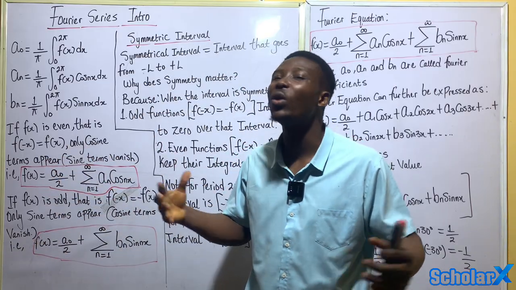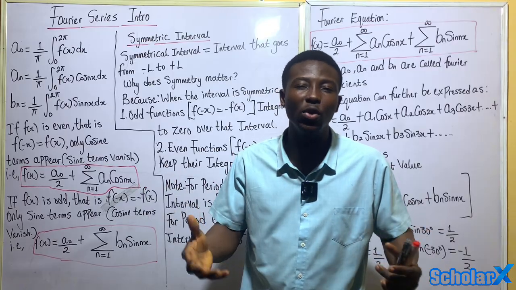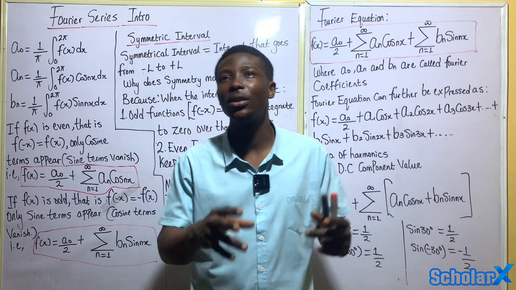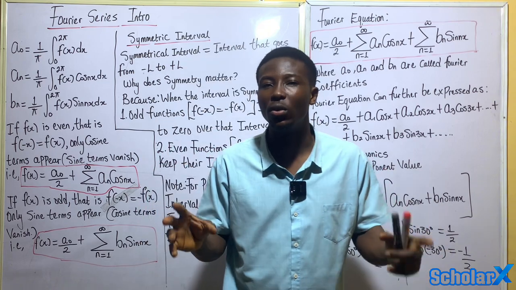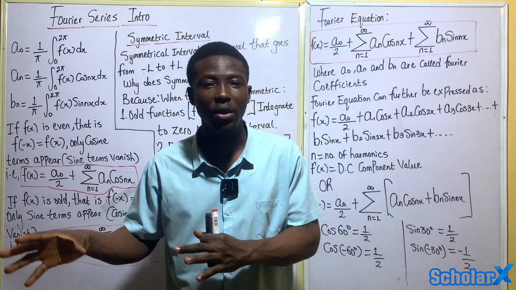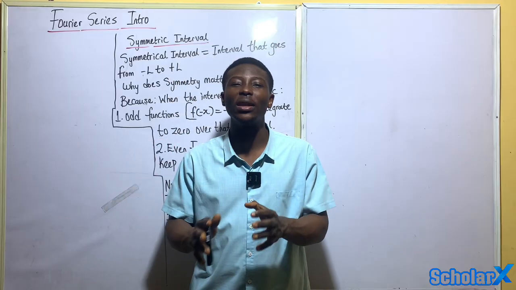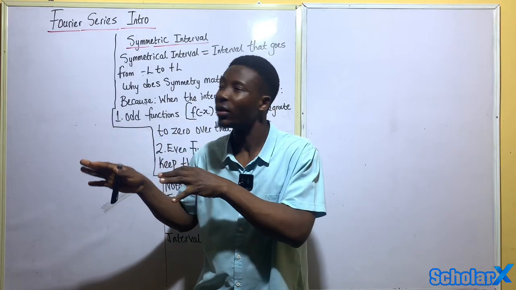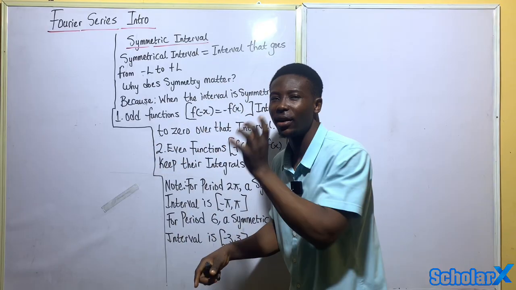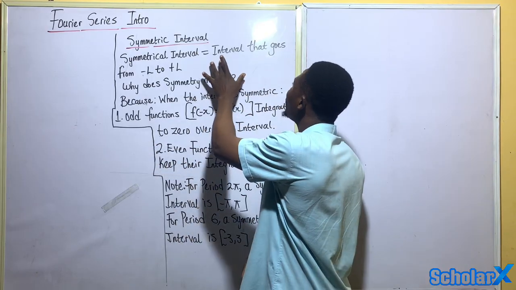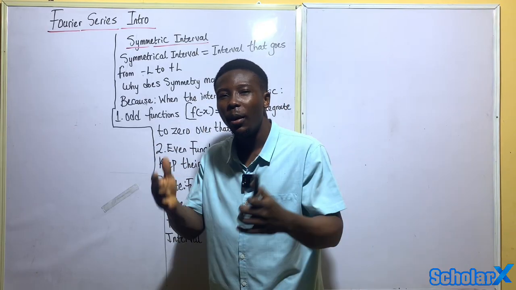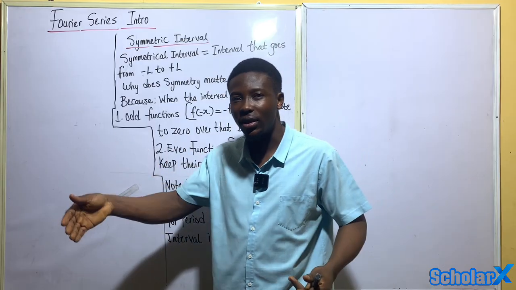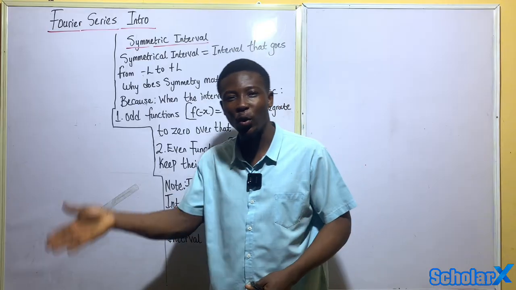Now let's go ahead and look at some other things that we need to know that will help us in our journey of Fourier series: other important formulas and integrals. But before we go further to look at those, let's quickly look at the symmetric interval. A symmetric interval is an interval that goes from minus L to plus L, meaning it's going from negative to positive, just like saying minus 1 to plus 1.